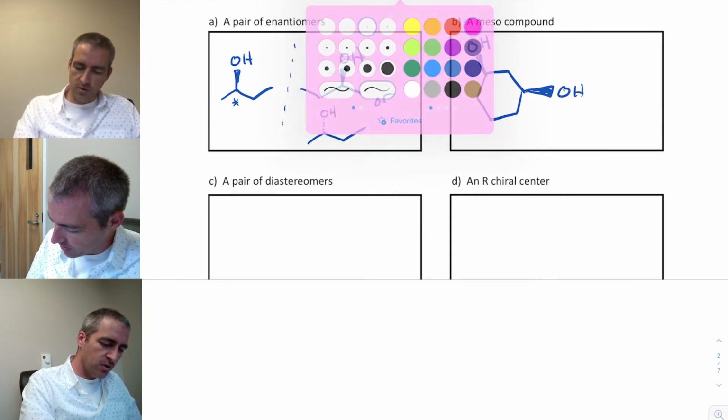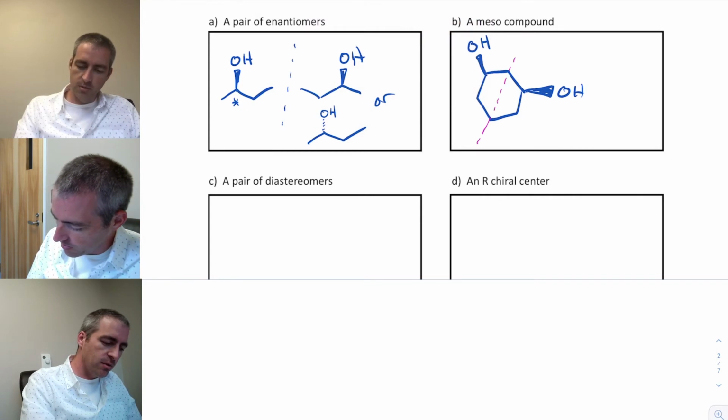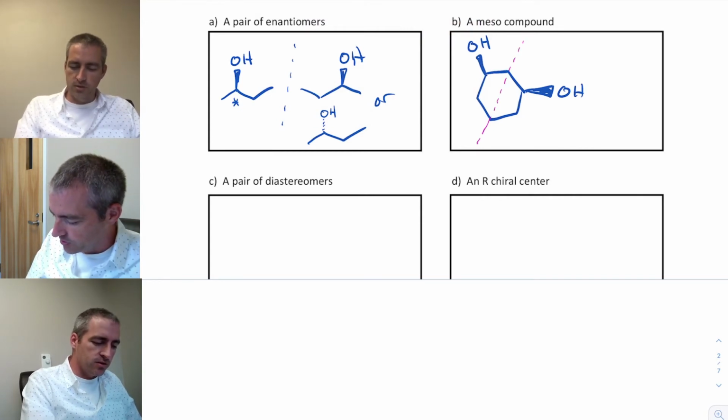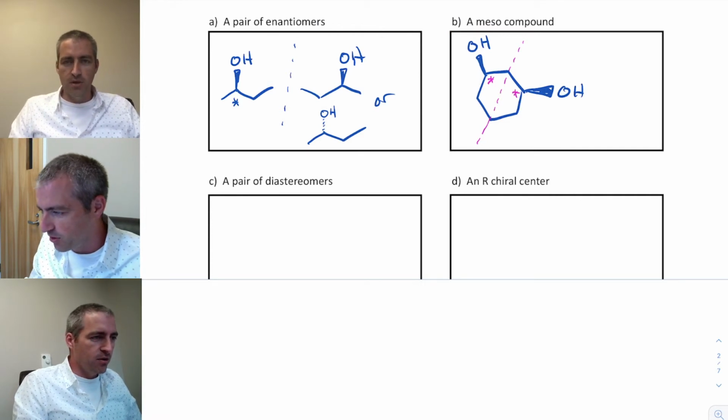This is just a random one. You can see there's a mirror plane through the molecule like that. There are 2 chiral centers here and here, but they're mirror images of one another.